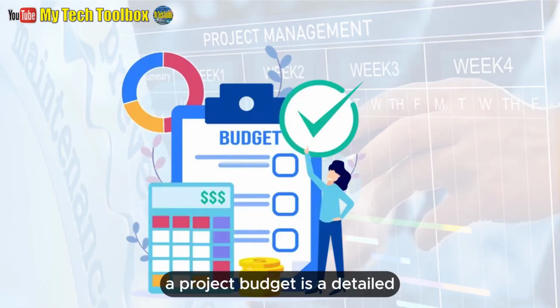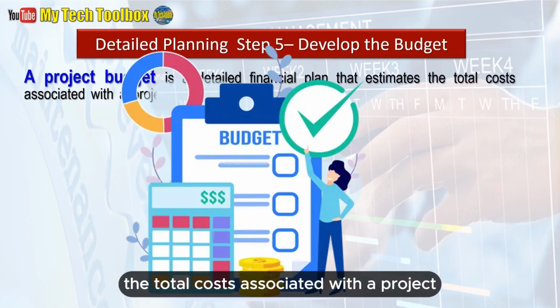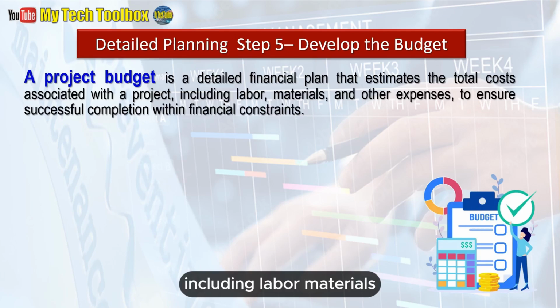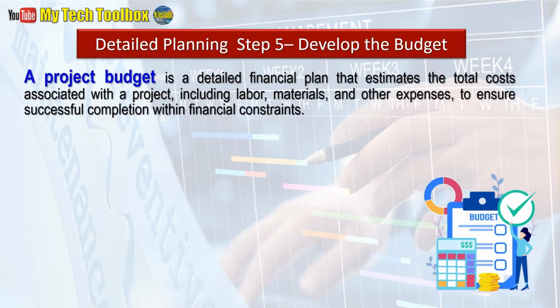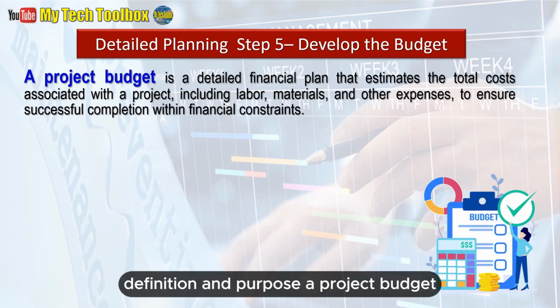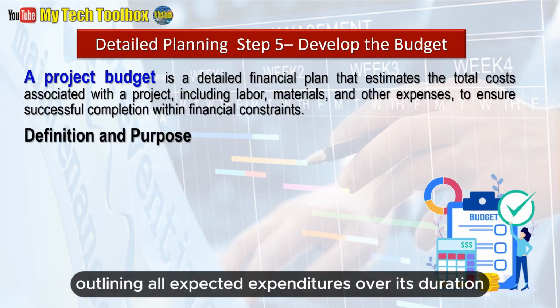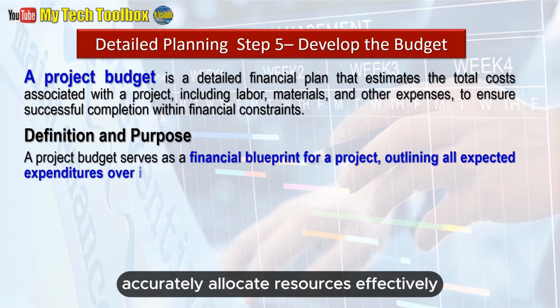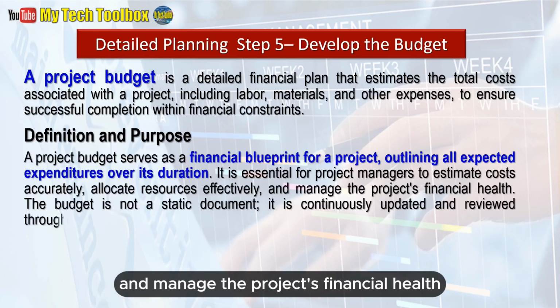A project budget is a detailed financial plan that estimates the total costs associated with a project, including labor, materials, and other expenses, to ensure successful completion within financial constraints. Definition and purpose. A project budget serves as a financial blueprint for a project, outlining all expected expenditures over its duration. It is essential for project managers to estimate costs accurately, allocate resources effectively, and manage the project's financial health.